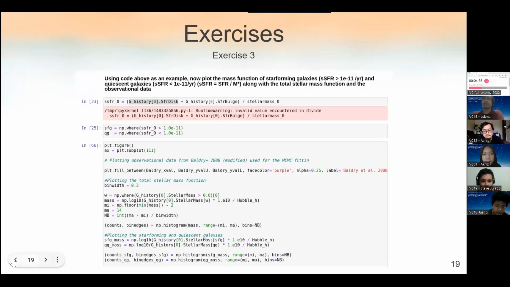Okay, now let's go to exercise 3. For exercise 3, we are asked to plot the stellar mass function, which is the number density, as a function of stellar mass. This is done for star-forming galaxies and also quiescent galaxies, along with the total stellar mass function and also what has been observed outside our simulation. So from the next slide.